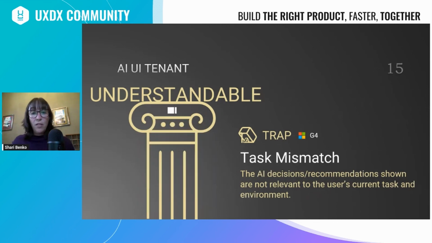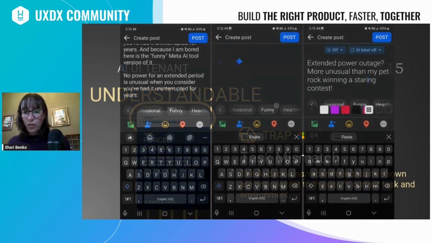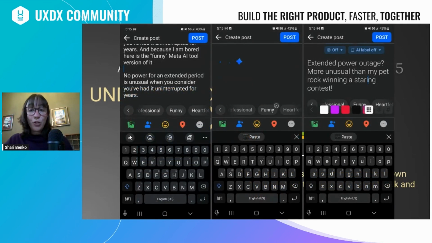The next one is task mismatch. The AI decisions or recommendations shown are not relevant to the user's current task and environment. And again, this one matches an existing tenet and trap called forced syntax, just slightly differently worded. I did accidentally land on an example of this while I was posting on Meta. I wanted to try their AI tool to rewrite it to be funnier. So I clicked it. It returned an absolutely terrible joke. So I thought it'd be even better to post the original text, then post the output of the AI. However, it turns out you can't select an individual sentence and rewrite; it will only rewrite the entire post for you. And so that did not match my expectations.